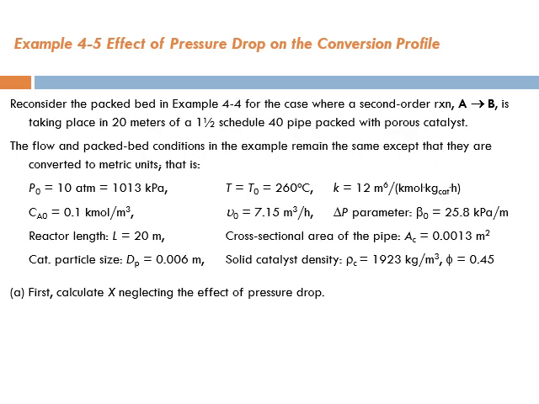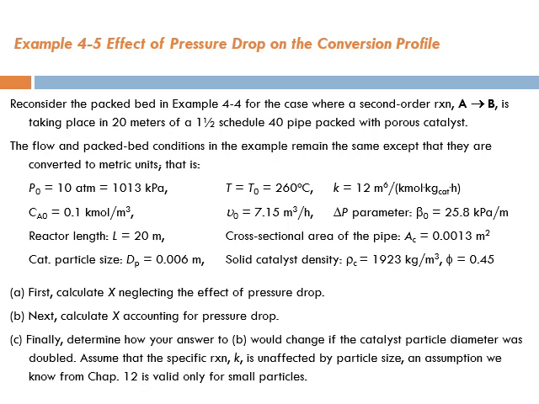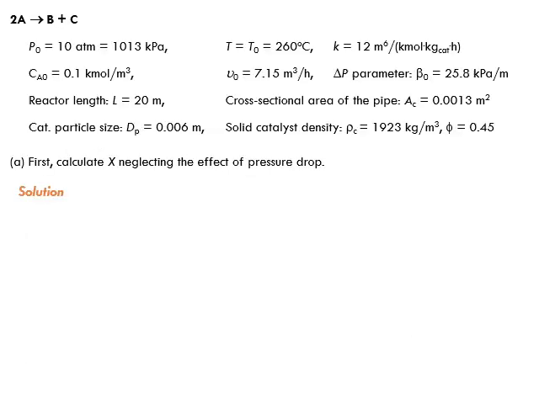The void fraction is given as well. Right, so what do we need? First, calculate X neglecting the effect of pressure drop. So this reaction is taking place in a packed bed, and I know that in a packed bed we do have pressure drop. However, for simplification, we neglect the effect of the pressure drop, and then we need to calculate X accounting for the pressure drop. And then there is a third requirement we're going to talk about later.